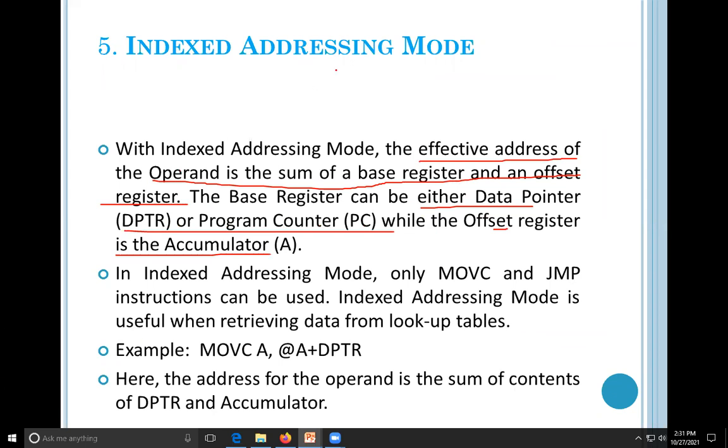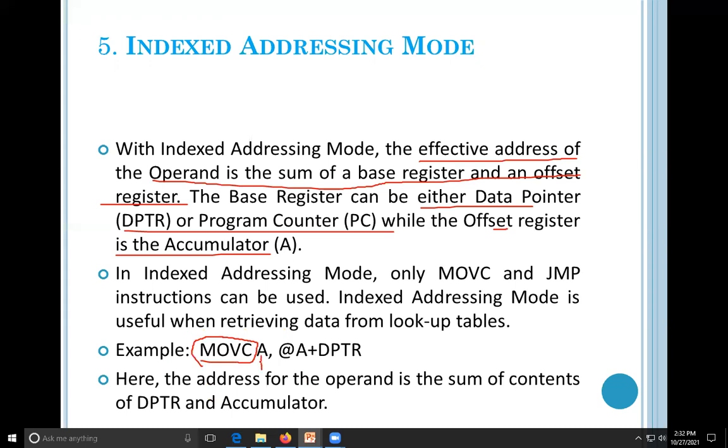Remember we are discussing two instructions, MOVX and MOVC. Here the MOVC instruction is in index addressing mode. In index addressing mode we use MOVC, not MOV, because we are working with 16-bit addressing data. In MOV we work with 8-bit data, but here it is 16-bit data, so we use MOVC.